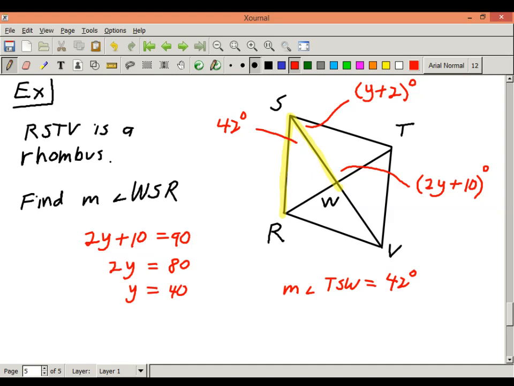Our second theorem was that the diagonals of a rhombus are perpendicular. So the diagonals of a rhombus form a right angle, are perpendicular. And then finally, the last theorem we had was that each diagonal of a rhombus bisects 2 angles of the rhombus. So there you have it. Let's get some practice, and good luck.